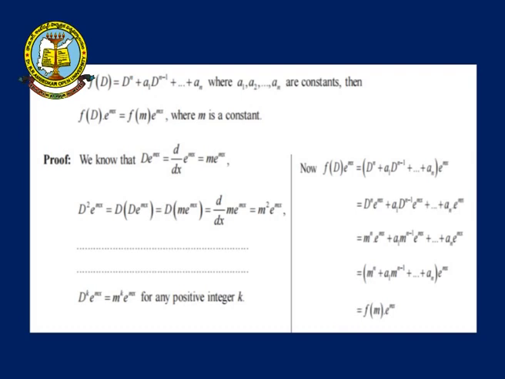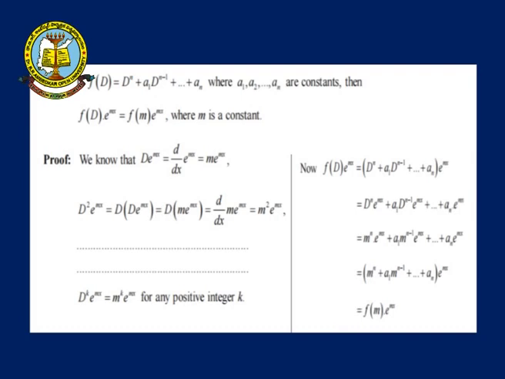The first order derivative D of e^(mx), if we differentiate, is m e^(mx). Similarly, up to the nth derivative, D^n e^(mx) is m^n e^(mx). Now we go for the substitution of the function in operator form: f(D) e^(mx), which is (D^n + a1 D^(n-1) + ... + an) e^(mx).